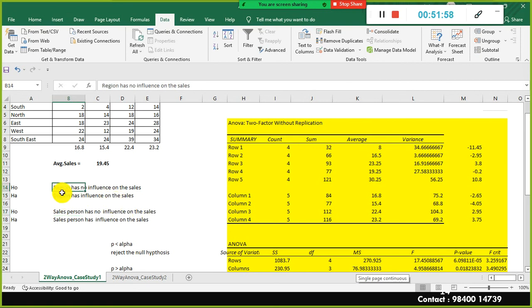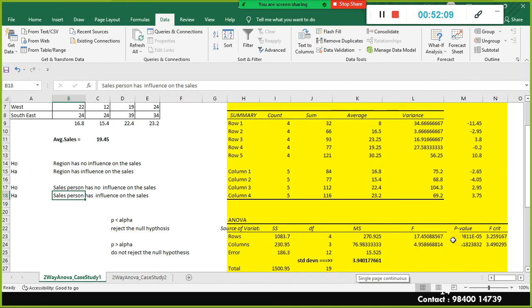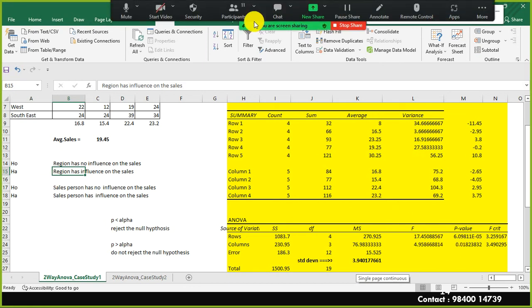And here we are going to reject the null hypothesis: region has influence on the sales and salesperson also has an influence on the sales. Now the question is, both of them have an influence on the sales, but when you look at the p-value for rows, the region, it is highly statistically significant. So compared to salesperson, region's influence on the sales is more than the salesperson's. That is what we are concluding. Are you clear?